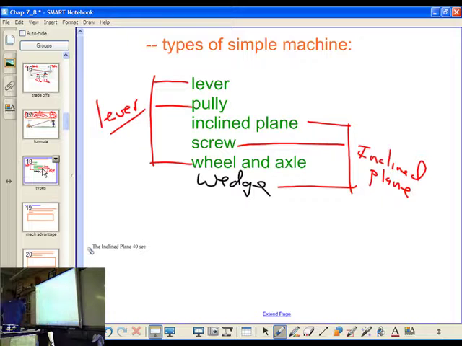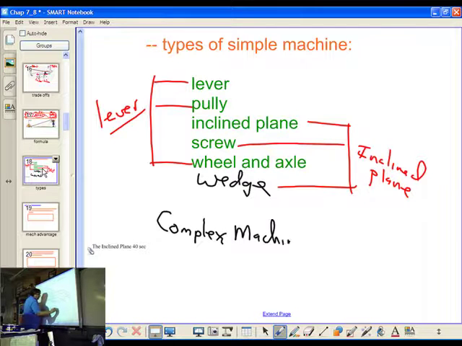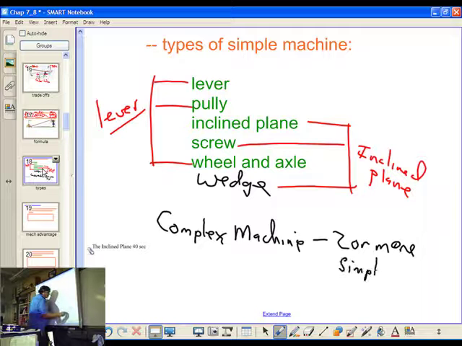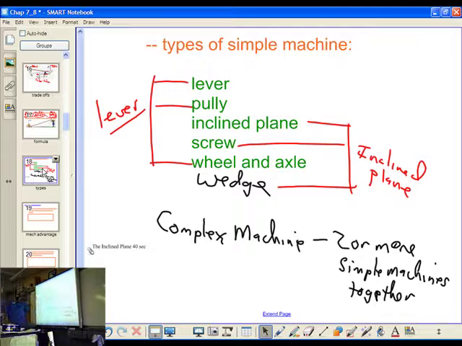an inclined plane, i.e. a ramp. A ramp on that. And if I put 2 or more simple machines together, I get what's called a complex machine. I can show you one. This is a complex machine.